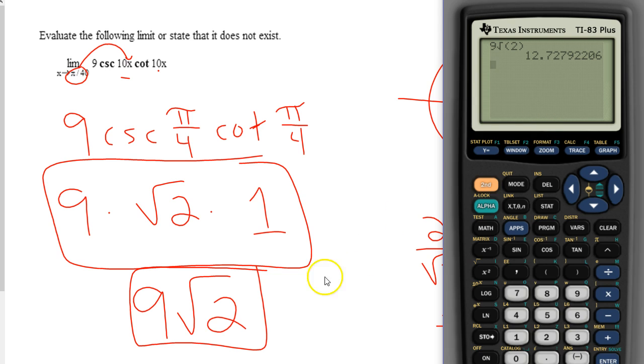Okay. So this is our limit, but the easy way to get it is just to plug it directly in, and then just know your trig outputs for these special angles like pi over 4, pi over 6, pi over 3, and multiples of those.